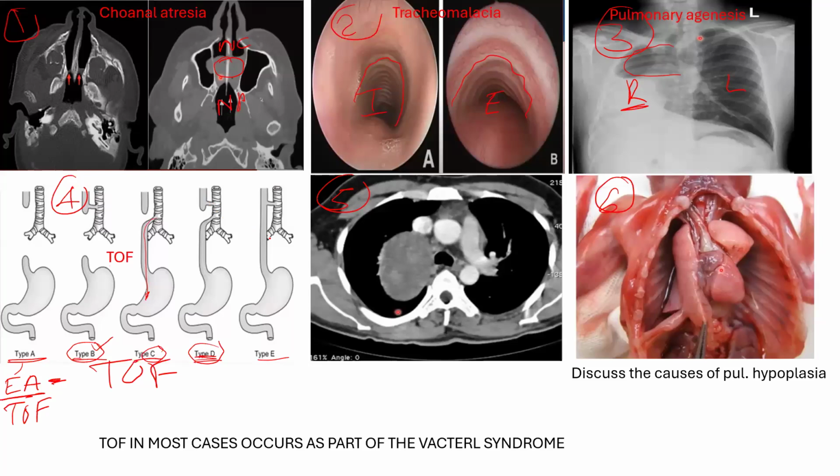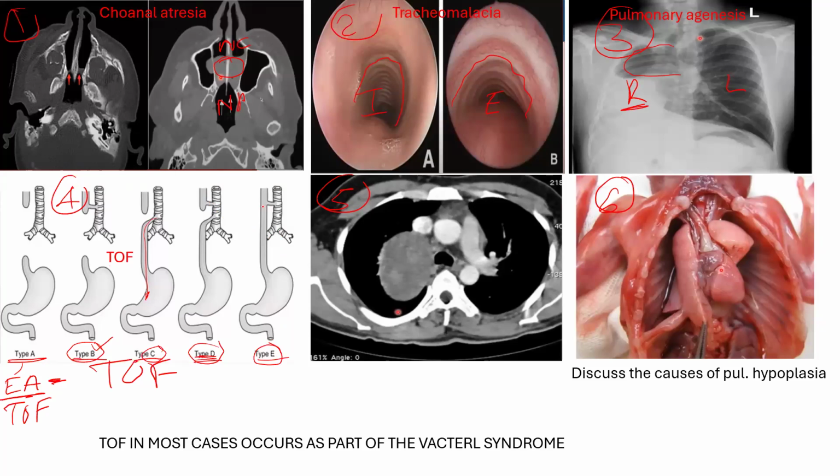Of these, which one would be subclinical? Which one will be detected last? Which one will be the last one to be detected? Subclinical means it's very hard for you to detect it. It will be detected later on in life. Very good, type E.